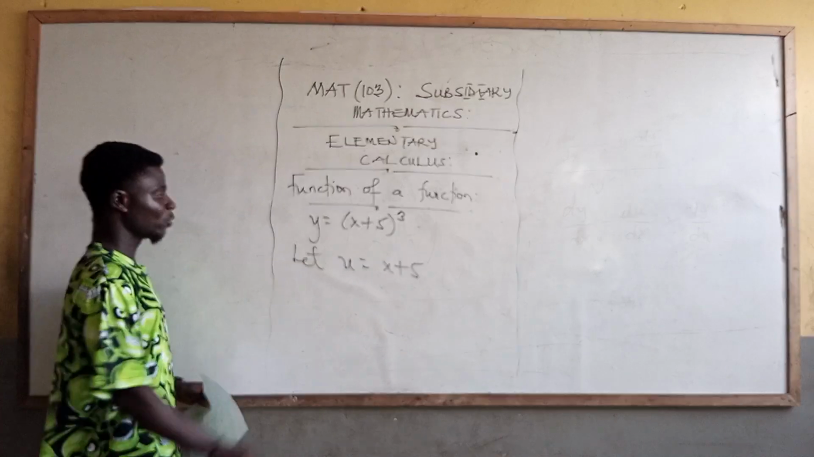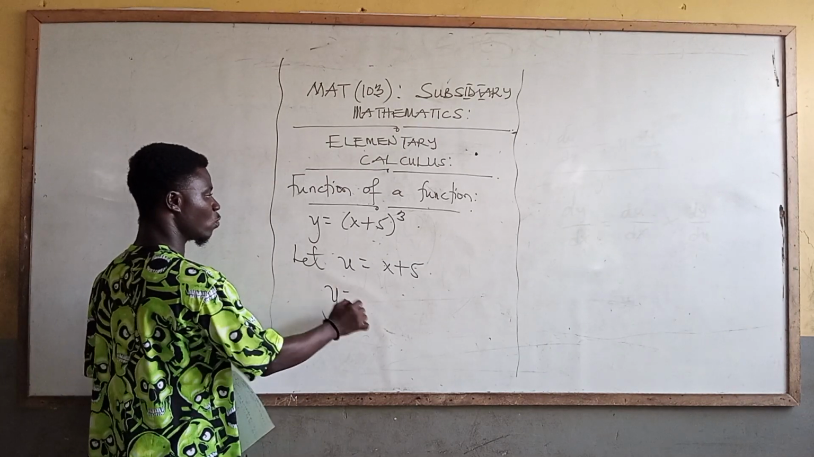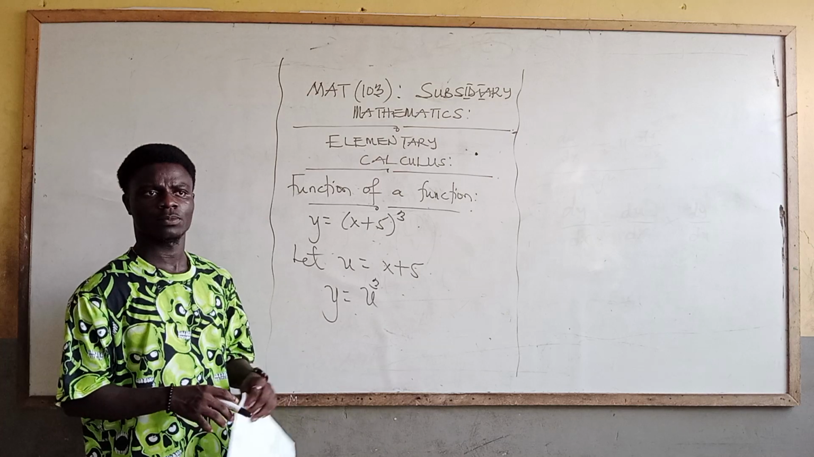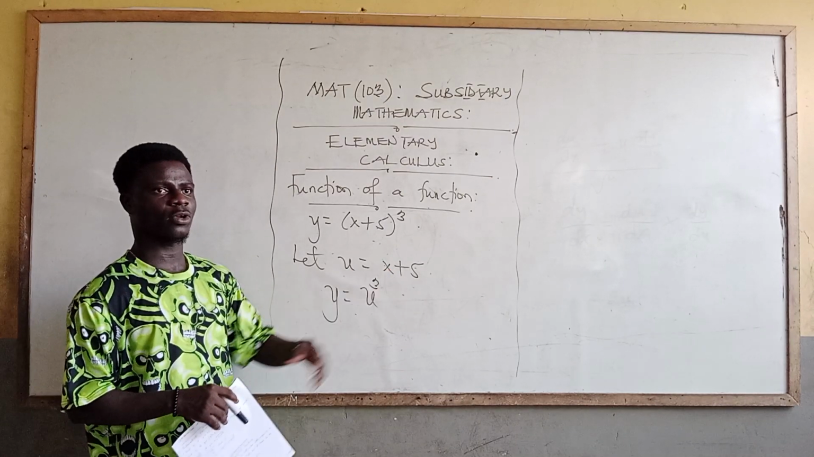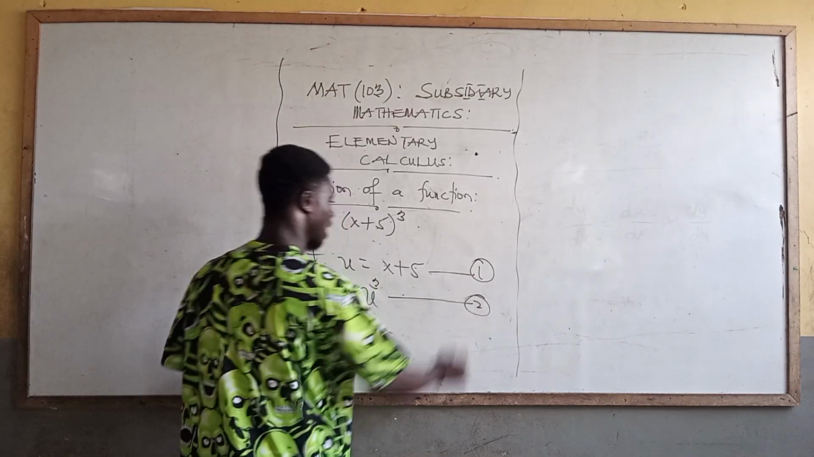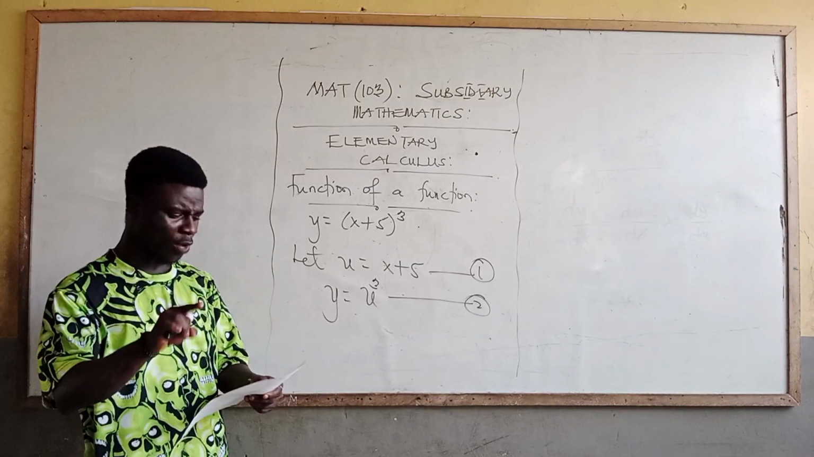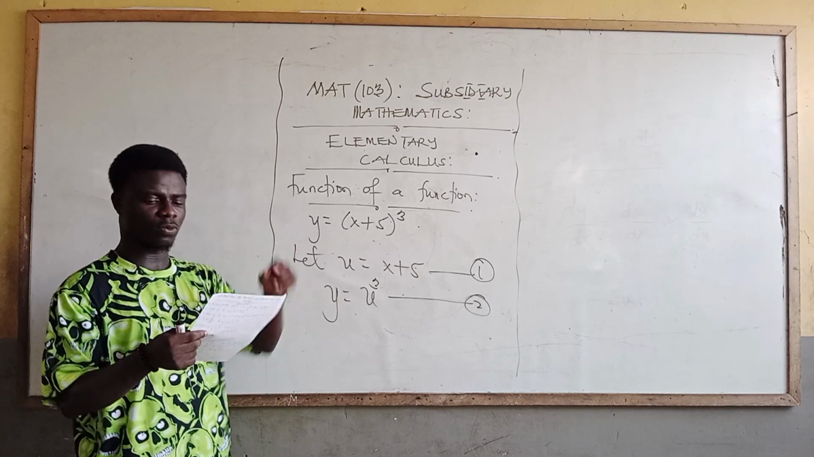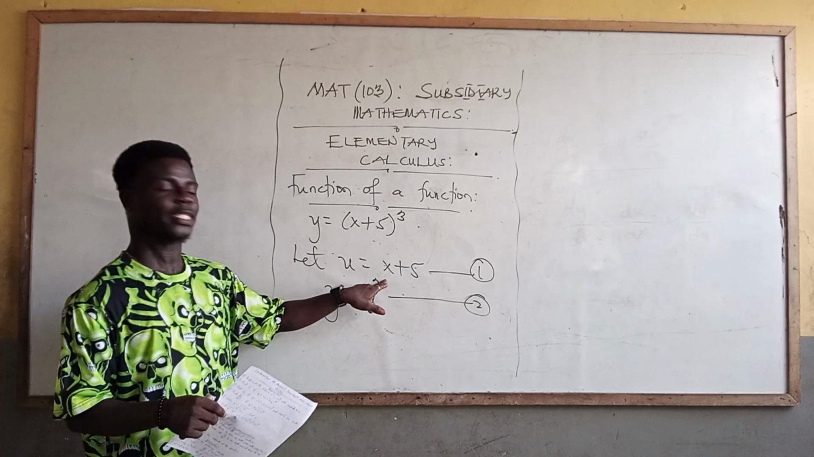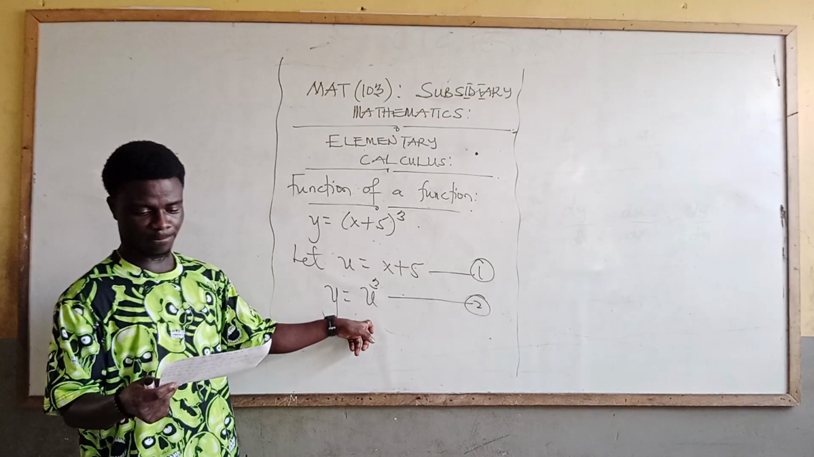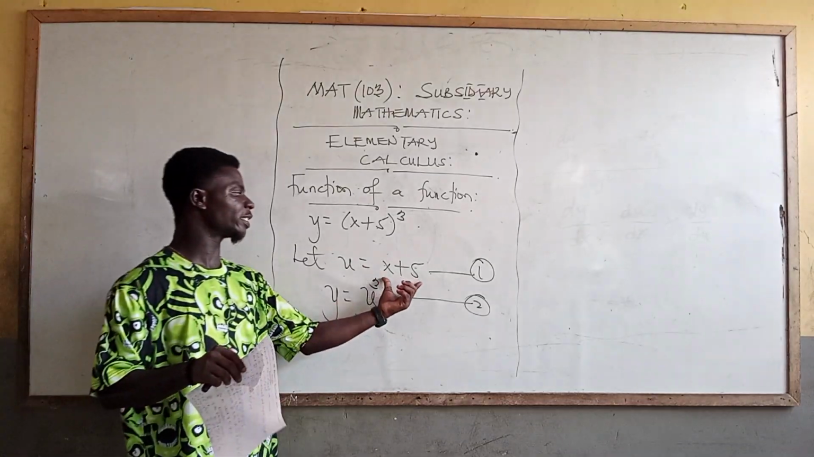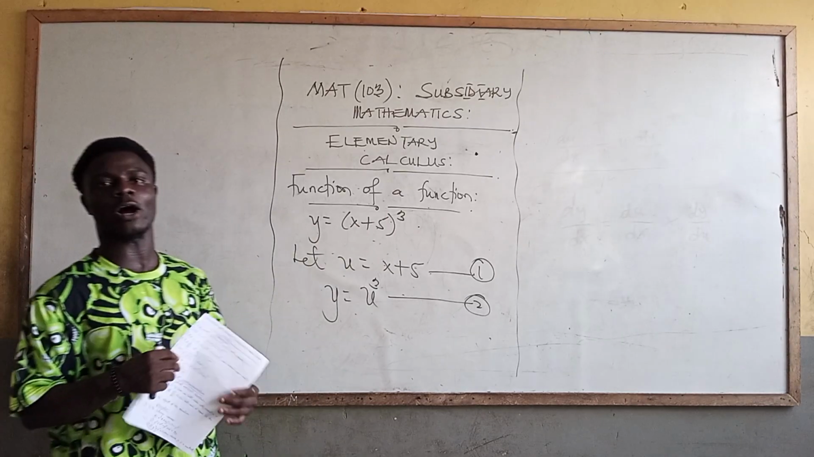So now, we can say let u equal x plus 5. If u equals x plus 5, you get y equals u to the power 3. That means wherever you see x plus 5, you can substitute u. We can label this one as equation 1 and this as equation 2. From equations 1 and 2, y is a function of u, and u is a function of x. The variable u is a link between the two expressions. When we substitute x plus 5 into equation 2, we go back to our original question.